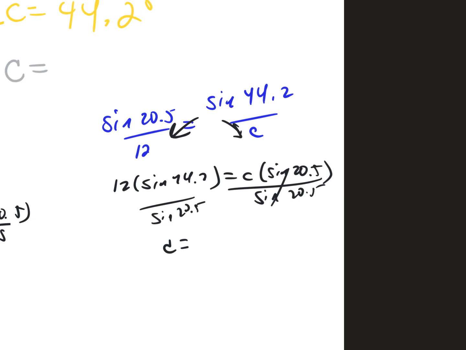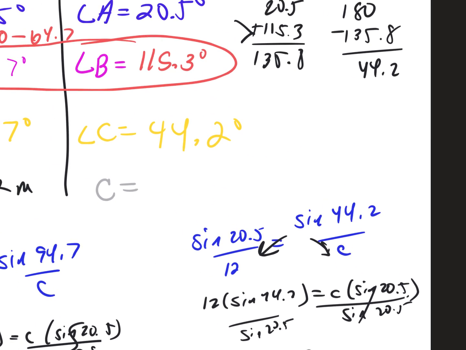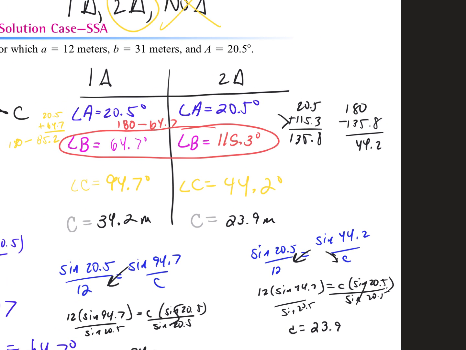How much? 23.9. Okay, 23.9. So in this case, there was two triangles. Now, guys, does anybody know the relationship between sides and angles in a triangle? The longest side is across from what? The longest side is going to be across from the biggest angle. The smallest side is going to be across from the smallest angle.